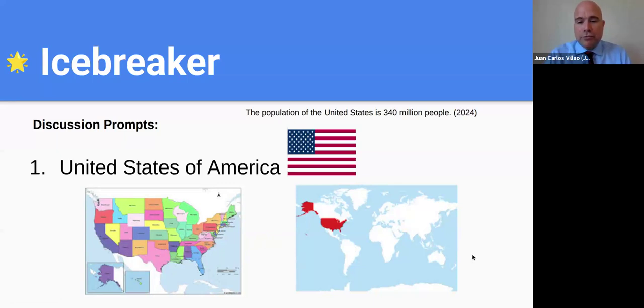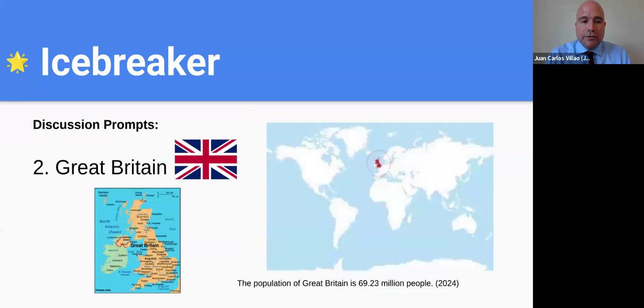Okay, so the United States is just one country where English is spoken. Another country is known as Great Britain. Again, on the world map, here's the United States. On the other side, across the Atlantic Ocean, you see Great Britain shaded in red. This is the Great Britain flag. And then another map, a closer look at the map of Great Britain. In Great Britain, the population is 69.23 million. So that's a large population where people speak English.